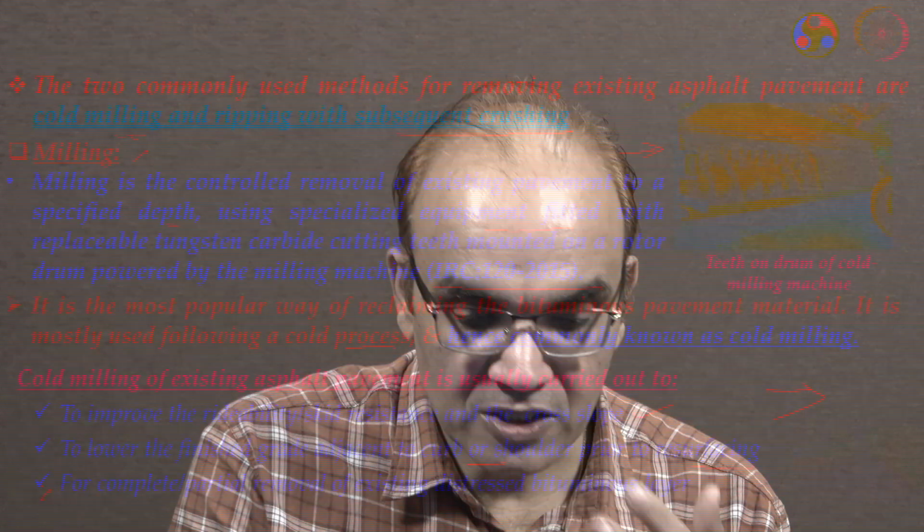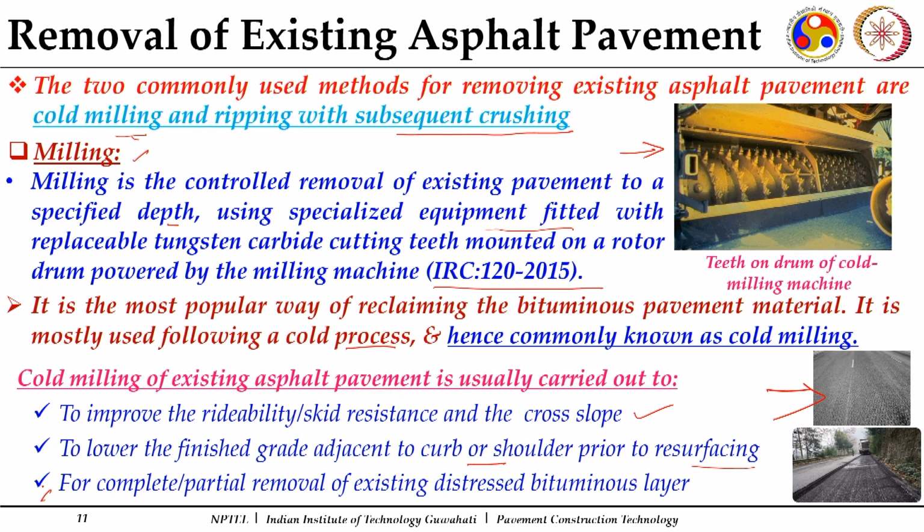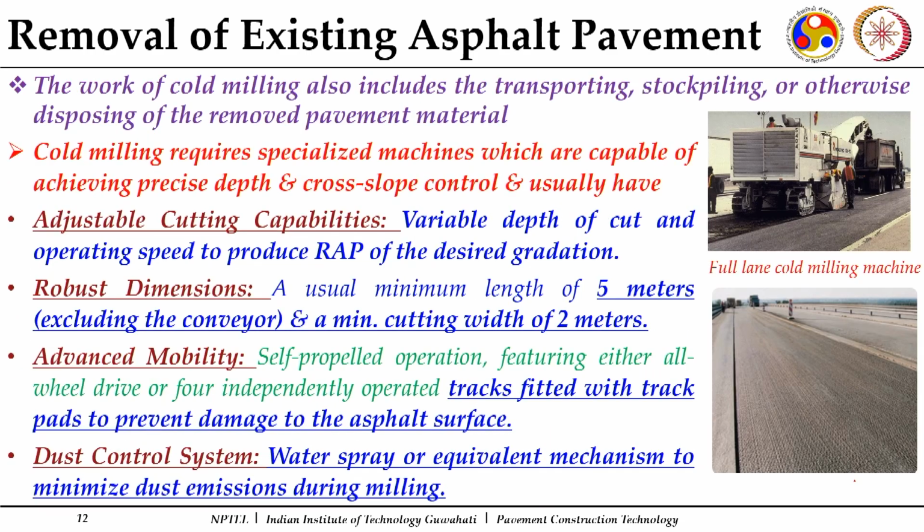And the third one, especially the complete or partial removal of any particular distressed bituminous layer. Here you can see this particular one has been removed to a given depth. Because it had been observed that the top layer of the bituminous pavement had completely distressed, this milling operation has been carried out to remove that top layer.